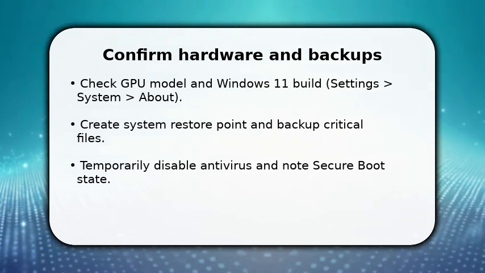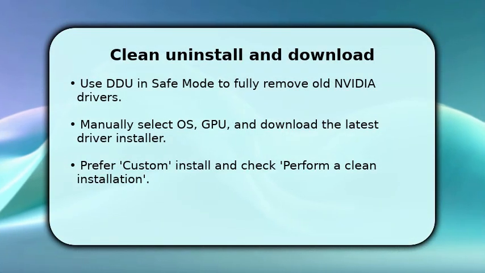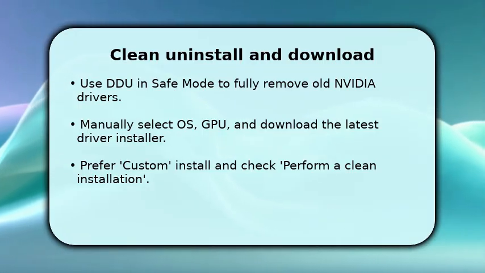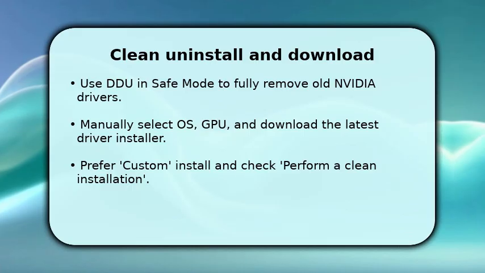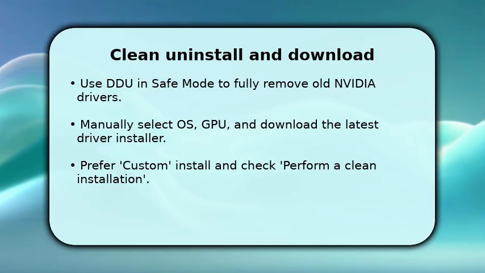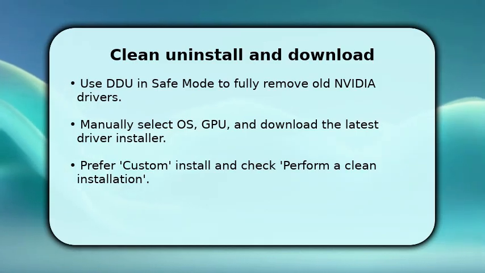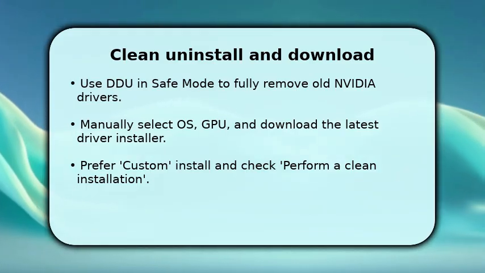You next perform a clean uninstall and fetch the right driver. Boot into safe mode, run Display Driver Uninstaller to remove residual NVIDIA files and registry entries. This avoids conflicts. Then, on the NVIDIA driver page, manually select your GPU series and Windows 11 version. Download the latest Game Ready or Studio driver as appropriate. Run the installer, choose Custom, and tick Perform a clean installation. That resets settings and removes old components.